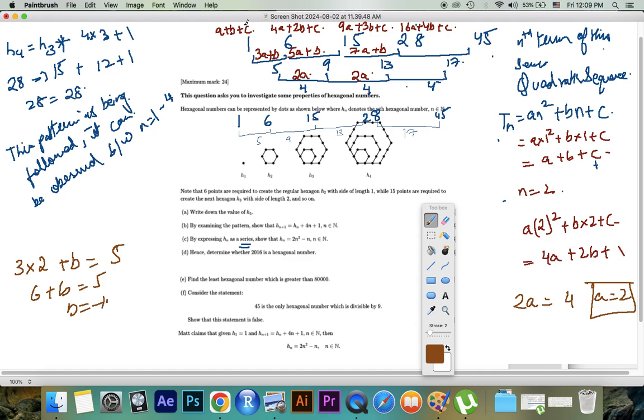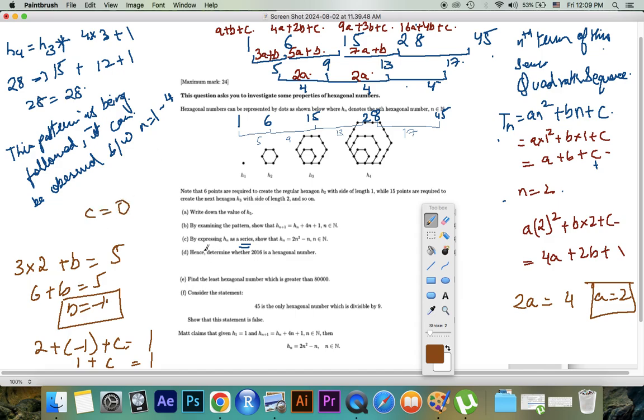Now let's put in the first case a plus b plus c. So a is 2, right? B was negative 1. So 2 plus negative 1 plus c is equal to 1, right? So that means 2 plus negative 1 becomes 1. So 1 plus c is equal to 1. So therefore c is equal to 0.